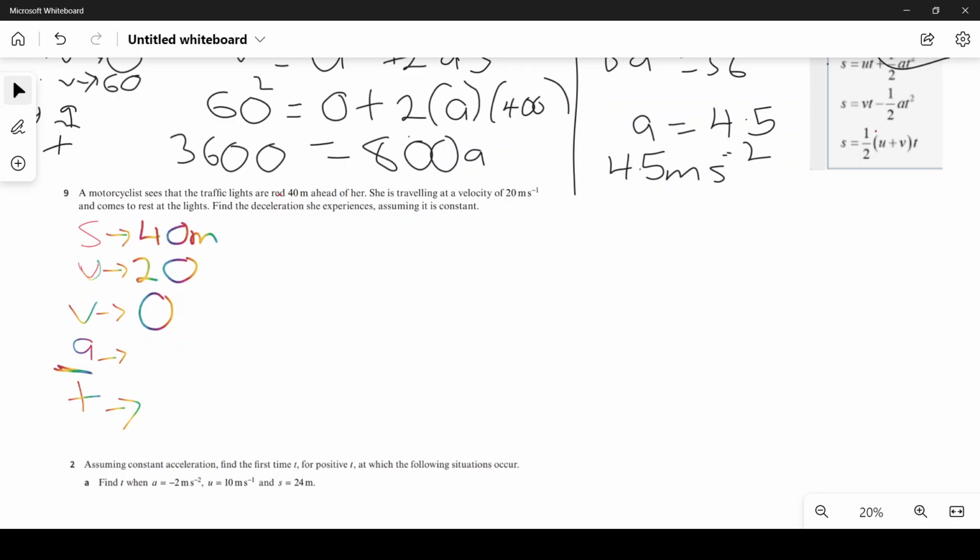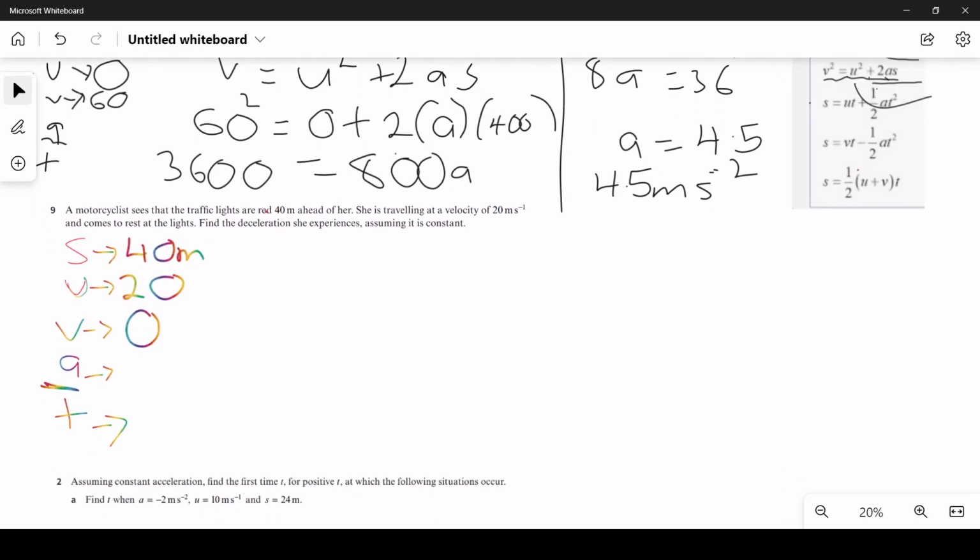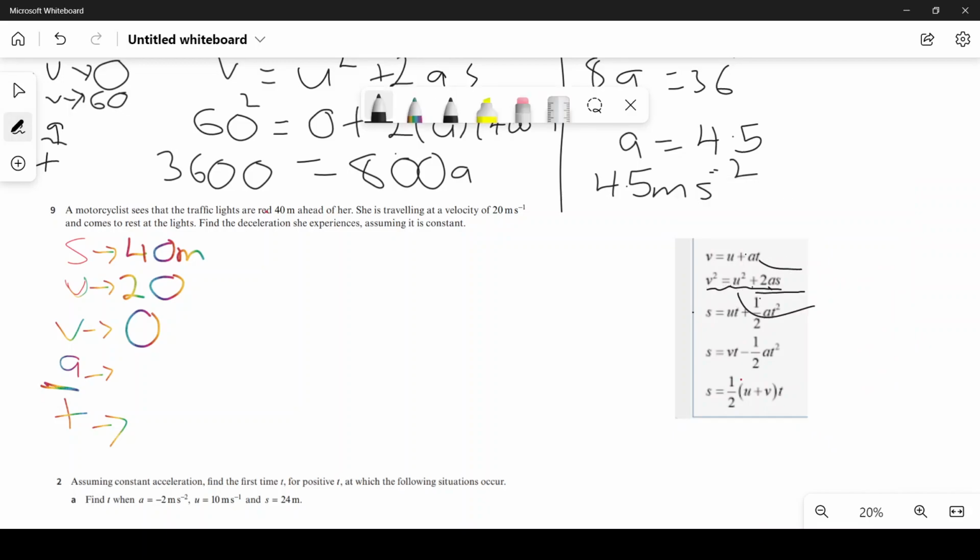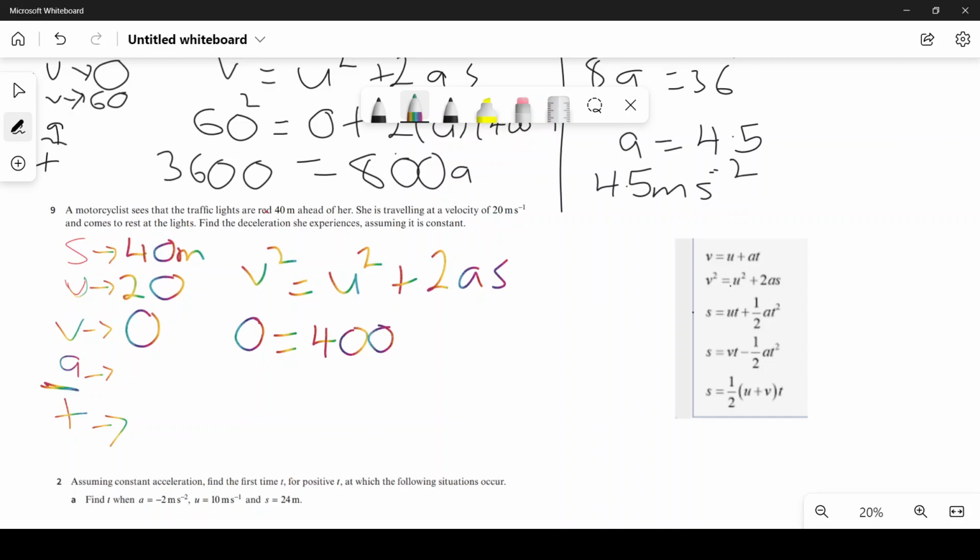Let's look at that. So let's look at the equations again. Calculate that. I'm going to use the same equation. V squared is equal to U squared plus 2AS. V squared, V is 0, so 0 squared is equal to U squared, 20 squared, or 400, plus 2 times A, which we don't know, times 40.